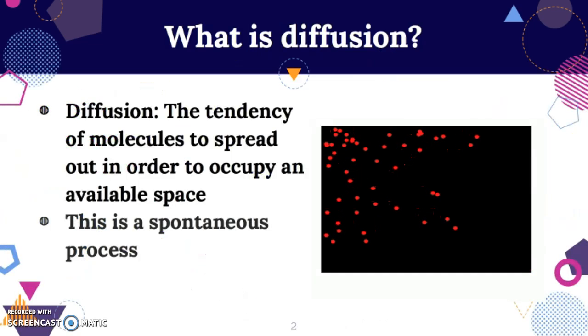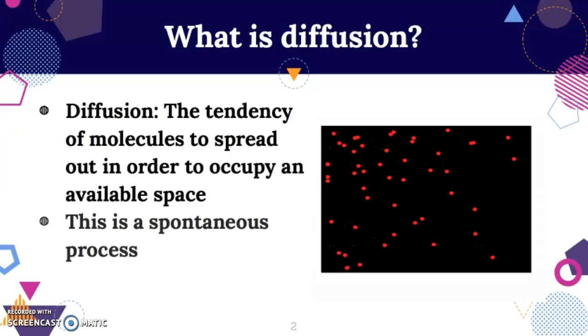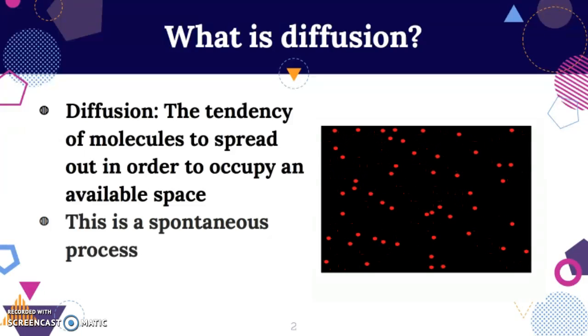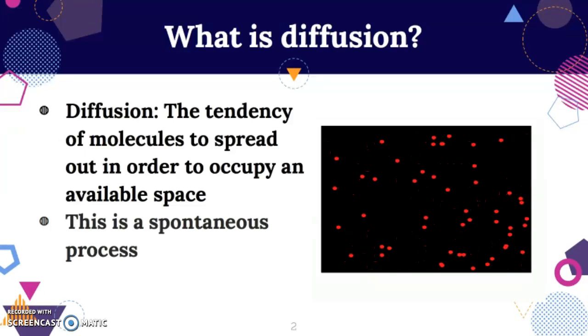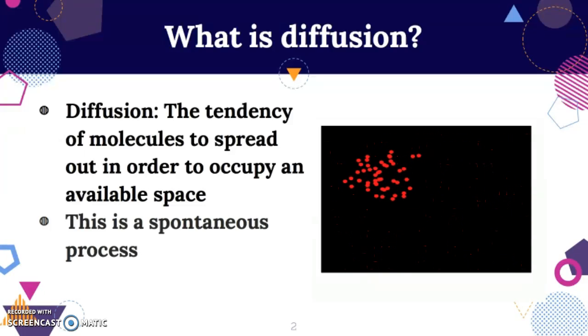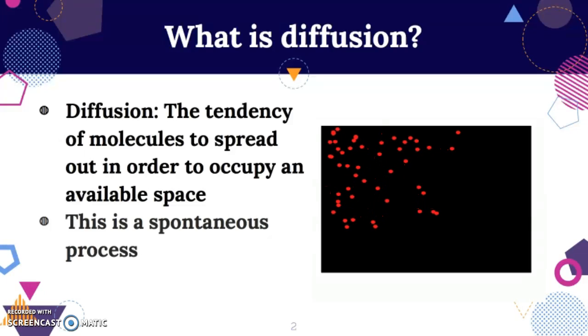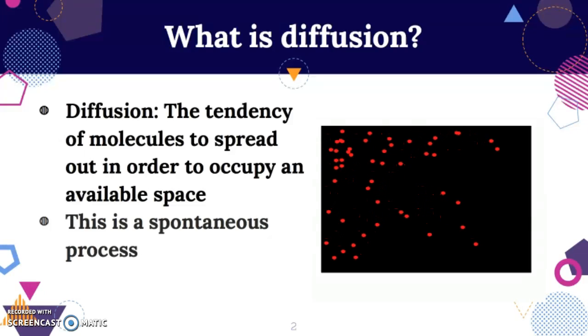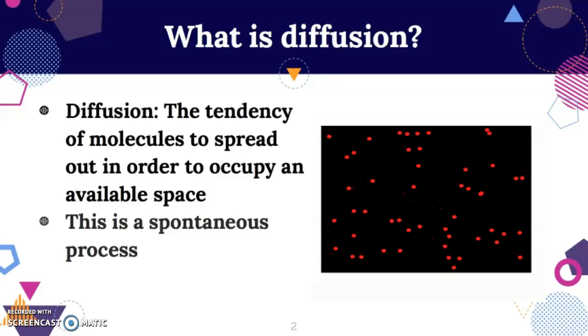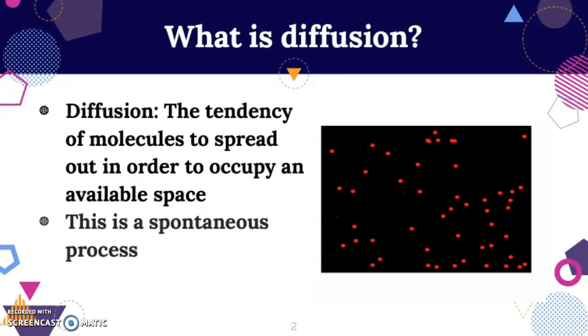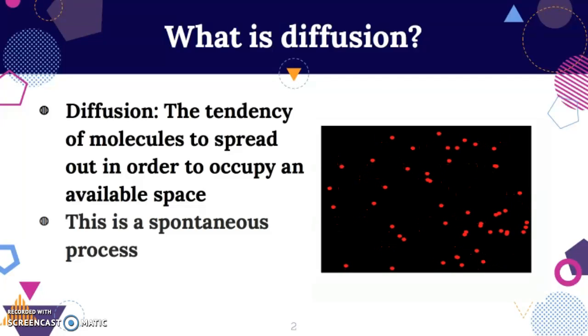You're probably wondering, what is diffusion? Diffusion can be defined by the tendency of molecules to spread out in order to occupy an available space. And as observed in this animation, molecules in a solution have a tendency to diffuse from a more concentrated environment to a less concentrated environment. This is a spontaneous process, which can be explained by kinematics using velocity, position, and acceleration.